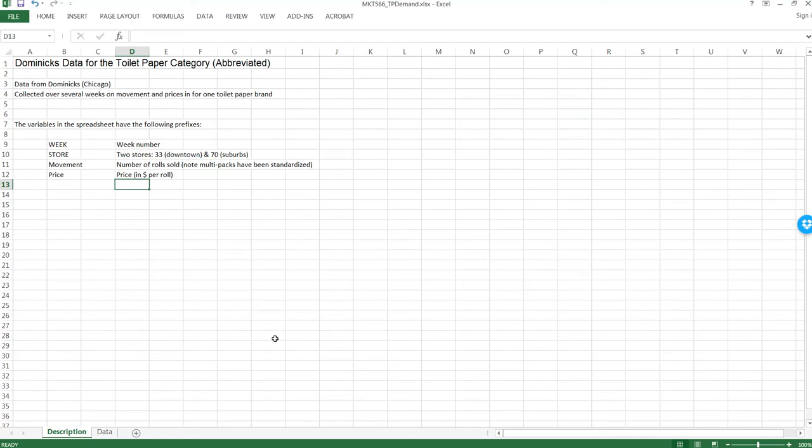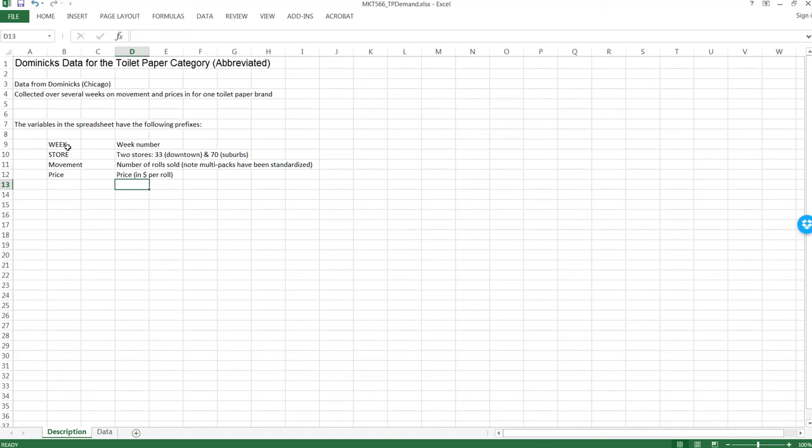In this video, I'll show you how to estimate the elasticity of a demand curve using a log-log linear regression, and also show you how you use that elasticity to compute the optimal price for the demand. We'll do this on the Dominick's data for toilet paper. This data is provided on Dropbox.